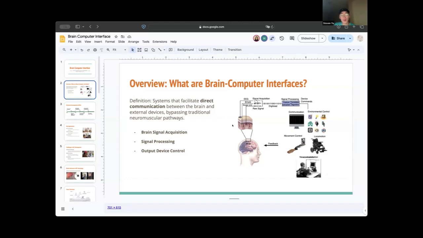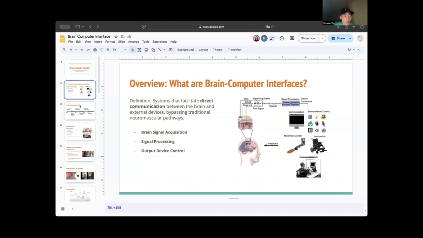Once we get this data from the brain, we can process the signal into commands that computers understand. And then the third step is output device control. Once you get all the commands, you can command different devices, for example, laptops, robotic arms, even wheelchairs, to execute them.